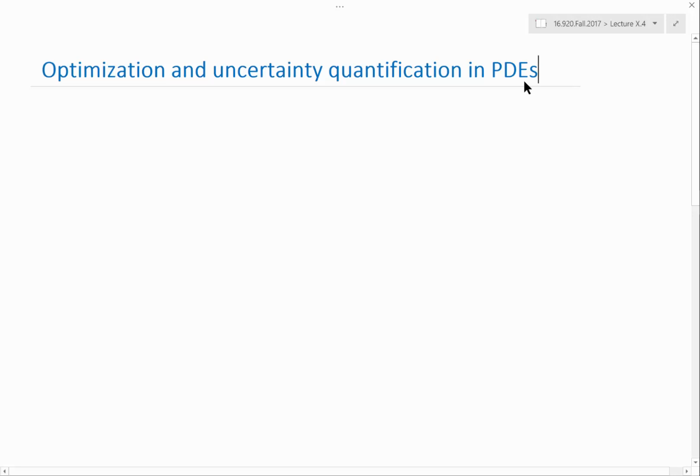Today we are going to be discussing optimization and uncertainty quantification in partial differential equations. This is a really big topic, so I'm only going to be scratching the surface. In particular, I'm going to introduce just one particular type of method, the adjoint-based method.